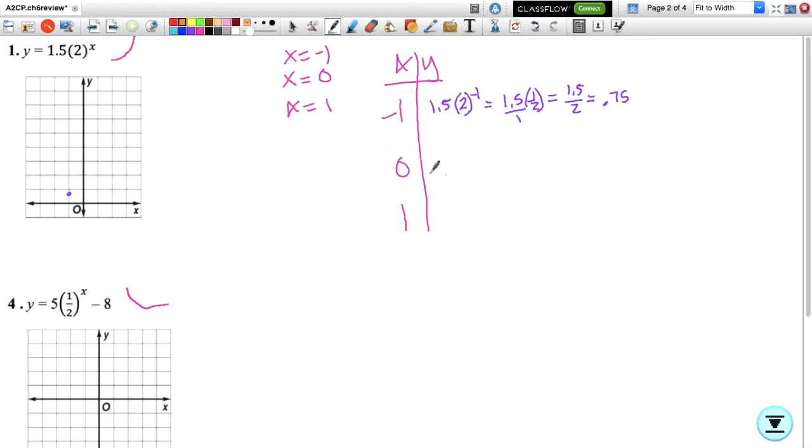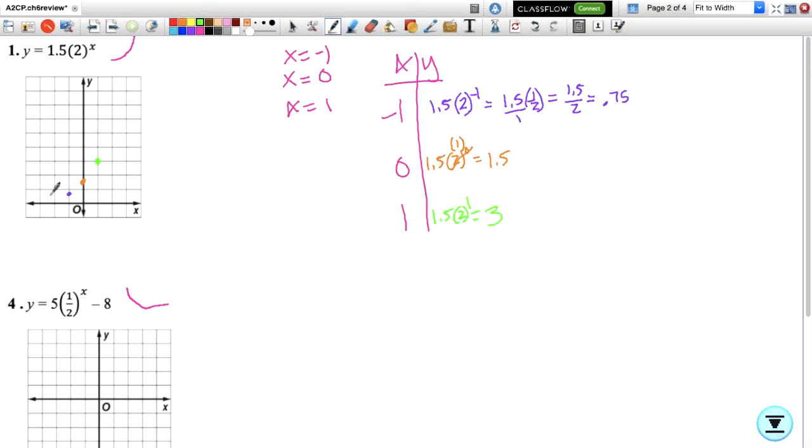My next point, I'm going to plug in 0 for my exponent. So a 0 here, and I'm going to rewrite everything else. So I'm going to have 1.5 times 2 to the 0 equals, now anything to the 0 is the same as 1. So I have 1.5 times 1, which is just 1.5. So I'm going to go over 0 and up 1.5 boxes. My final point is going to be 1 in for this exponent right here. So I'm going to have 1.5 times 2 to the first, which is just 2. Or 1.5 times 2, which is 3. So I'm going to go over to 1, up to 3.